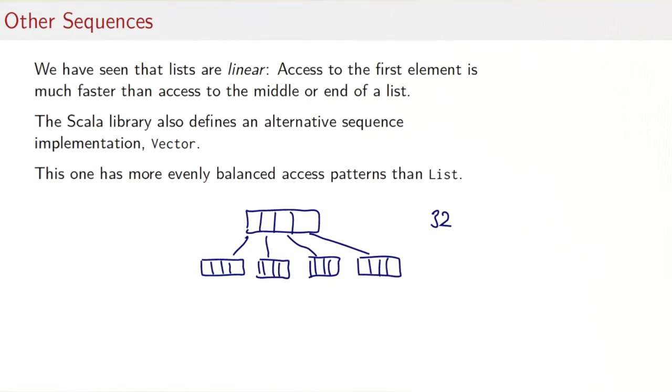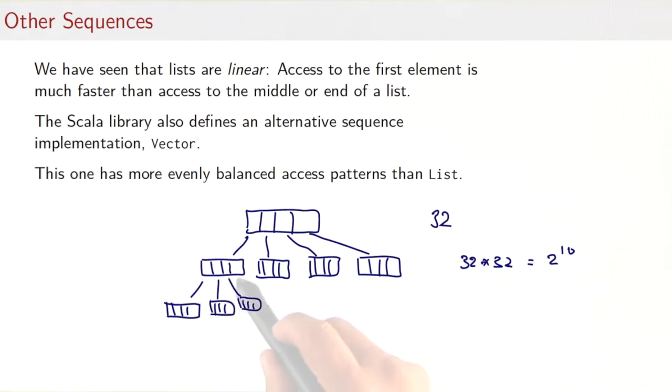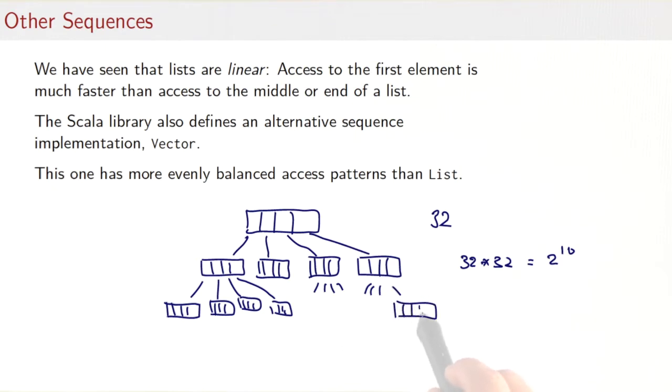And once that is exhausted, so once we have 32 times 32, so it would be 2 to the 10th, 1024 elements full, then the representation changes again, and it would then become a vector of pointers to arrays of 32 elements. So everything would become one level deeper. You see what the principle is.